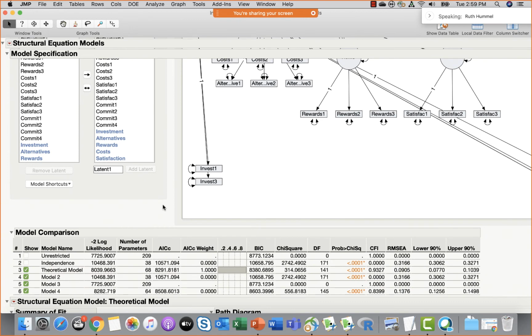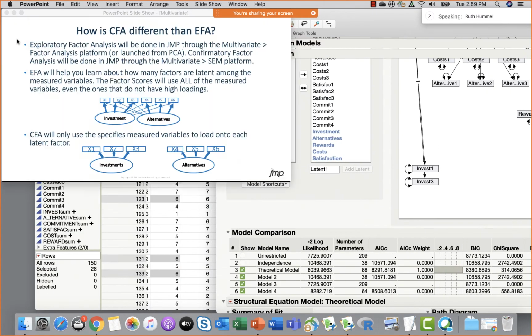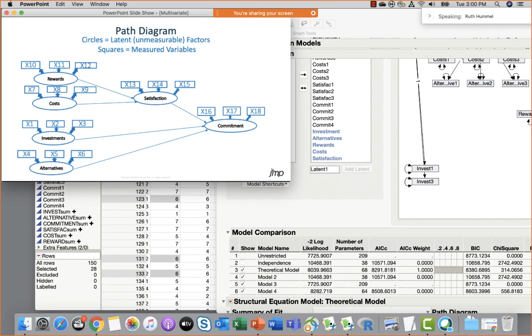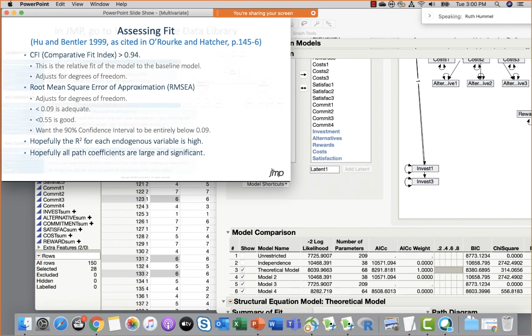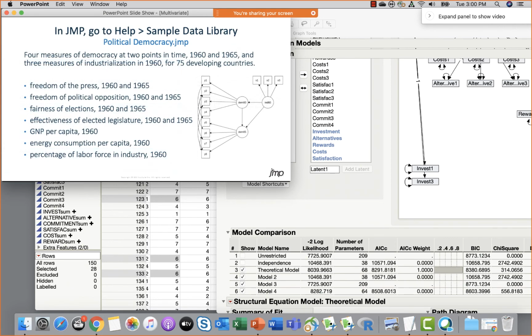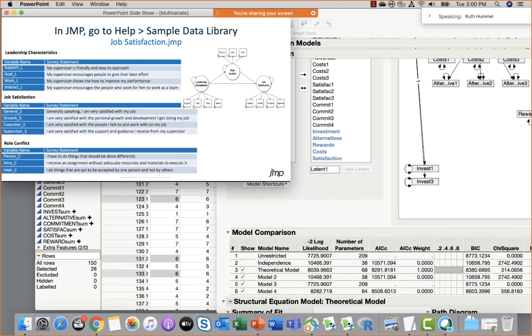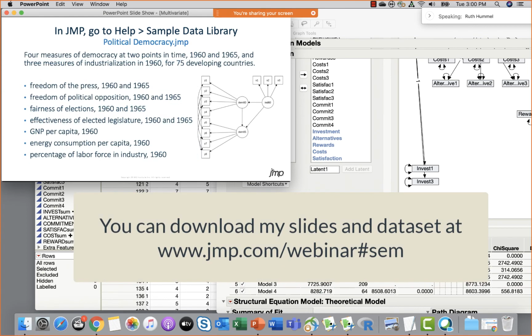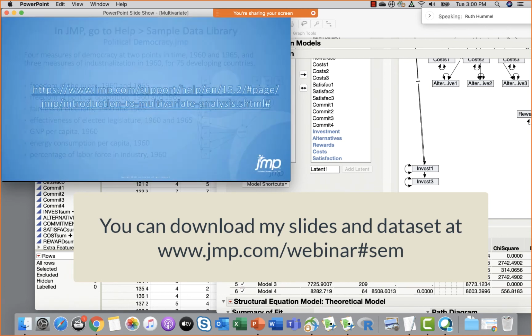Okay, so we've reached the end of the hour. I covered a lot of material here. If you want to see some more resources on these topics, that book that I gave you the reference to is a great place to go. And also there are two more really nice examples that are described in our help. One of them is in the sample data library called Job Satisfaction. One of them is in the sample data library called Political Democracy. These are two other good examples for you to play with or use in your course if you're teaching.